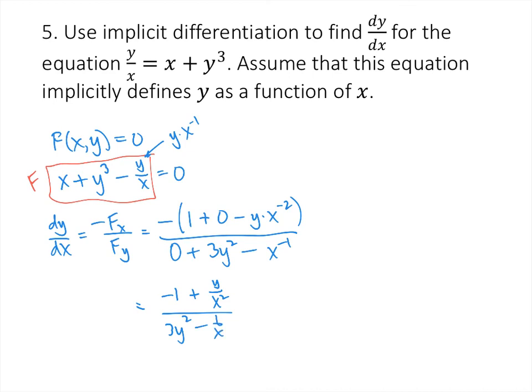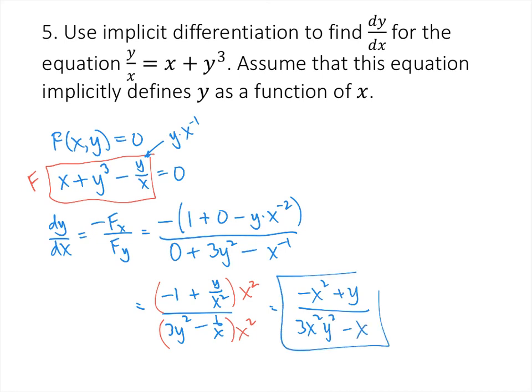We don't really usually like having fractions within fractions like that, so I'm going to multiply top and bottom by x squared. That's going to give me negative x squared plus y on the top, and 3x squared y squared minus x on the bottom. And that would be my implicit expression for my derivative of y with respect to x.